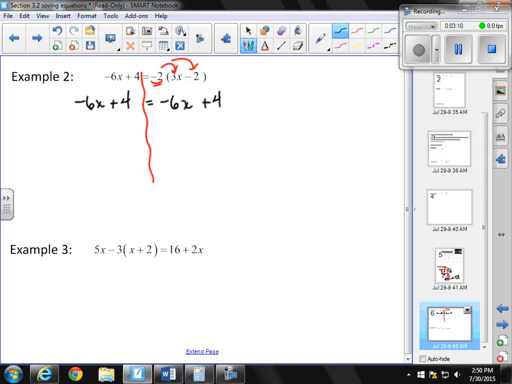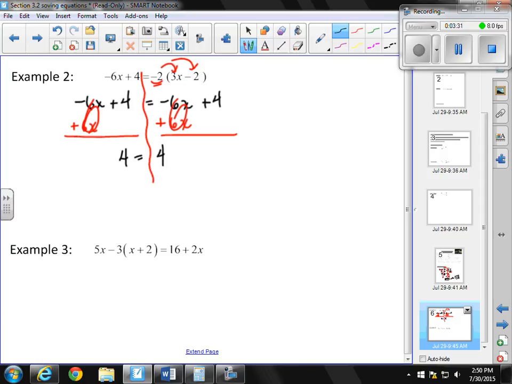I want all of my x's on the same side. On the right-hand side, I have -6x. I'm going to add 6x to both sides. And notice what happens here. -6x plus 6x is 0, both on the left and on the right-hand sides. What I'm left with is 4 equals 4.